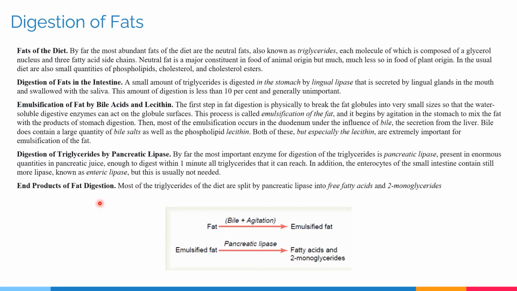Next, we have the end products of fat digestion. Most triglycerides of the diet are split by pancreatic lipase into free fatty acids and 2 monoglycerides. We also have a flowchart for digestion of fats. Fat, after action of bile and agitation, is transformed into emulsified fat on which water-soluble enzymes can work. And on this emulsified fat, pancreatic lipase acts in order to form the fatty acids and 2 monoglycerides.